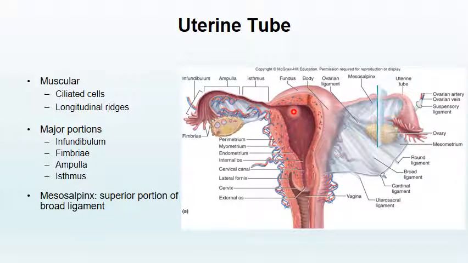tube to the uterus. So again, we have our fimbriae. Fimbriae are going to lead into this funnel shape, which is the infundibulum. The infundibulum is going to narrow into the ampulla, which is our middle region of the uterine tube. And then the ampulla is going to lead into the isthmus, which is the piece that connects the uterine tube to the uterus.